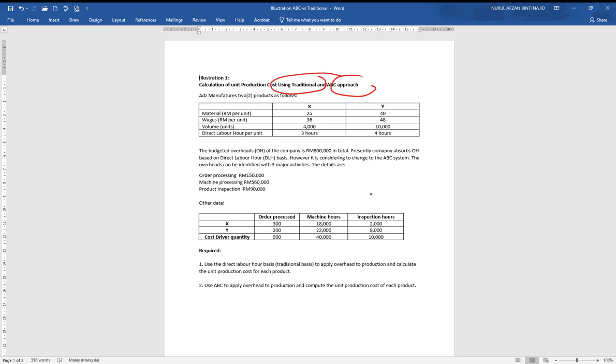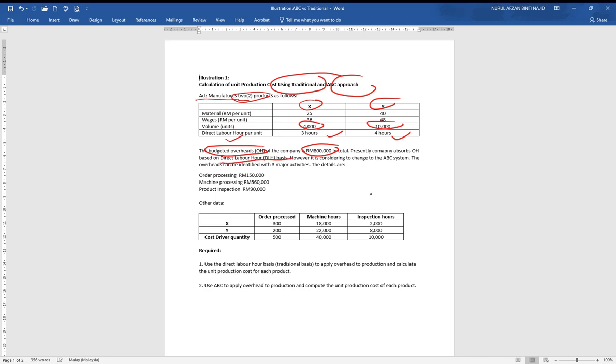So here we have ADZ manufacturers. They have two products, X and Y. You also have the info relating to the cost of overhead and also the volume units for each of the product, 4,000 for product X and 10,000 for product Y, and also given is the direct labor hour per unit for product X and also product Y. The question also gives you the budgeted overhead of the company, and the budgeted overhead is 800,000 in total, right?